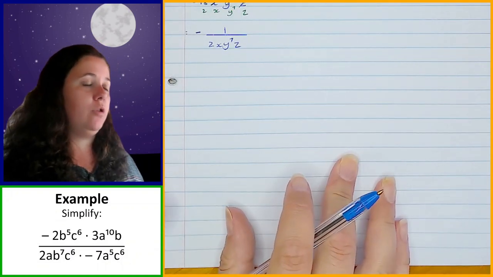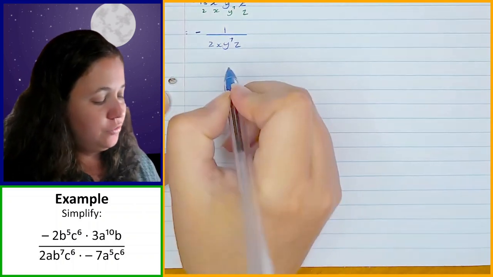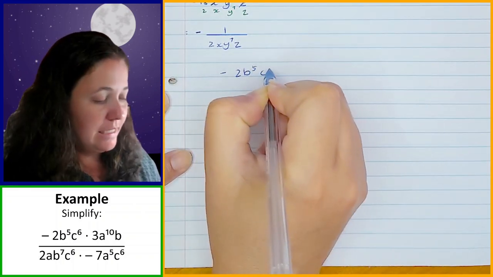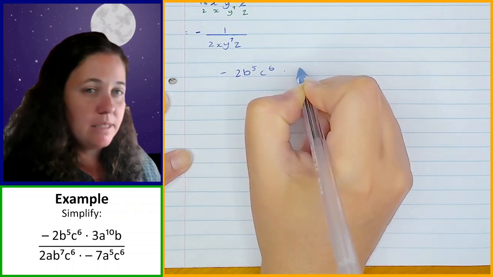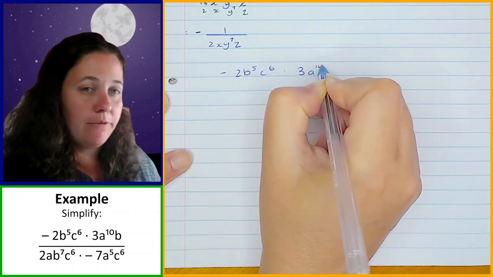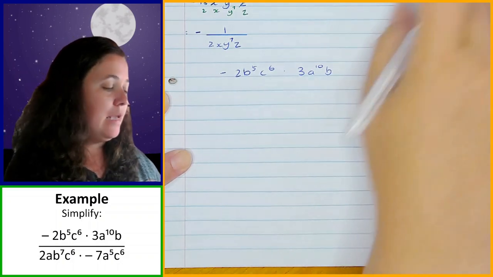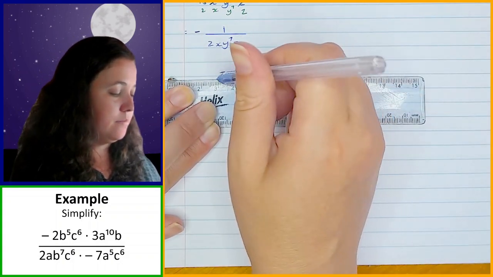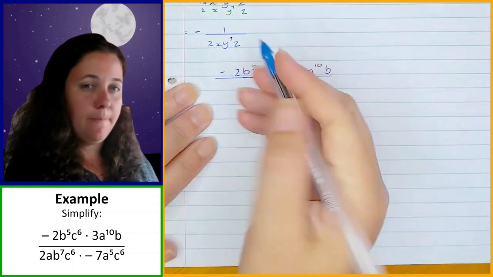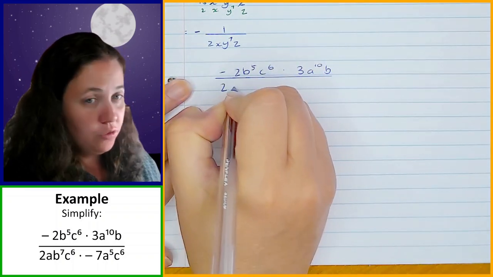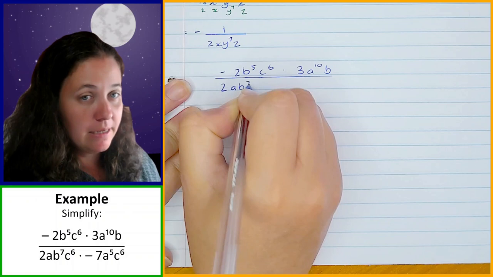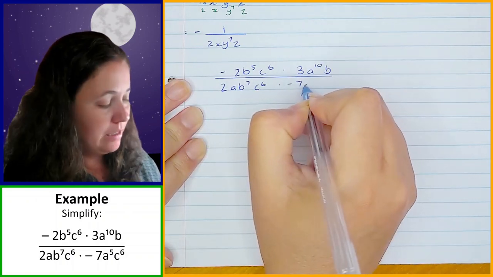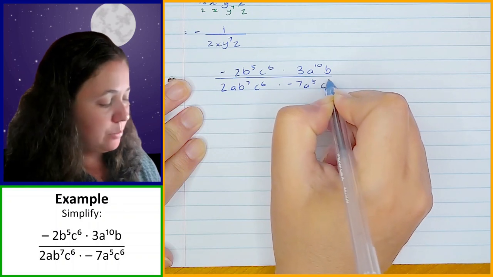Now in this example, we have negative 2 b to the power of 5, c to the power of 6, times 3a to the power of 10b, and that is all over 2ab to the power of 7, c to the power of 6, times negative 7, a to the power of 5, c to the power of 6.